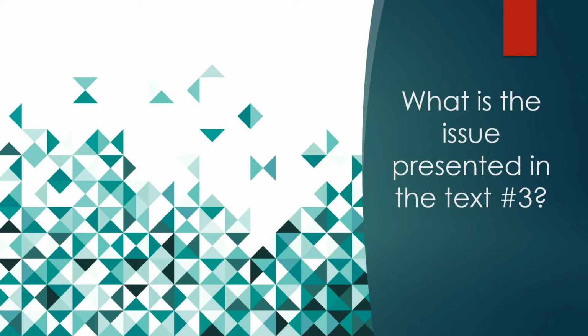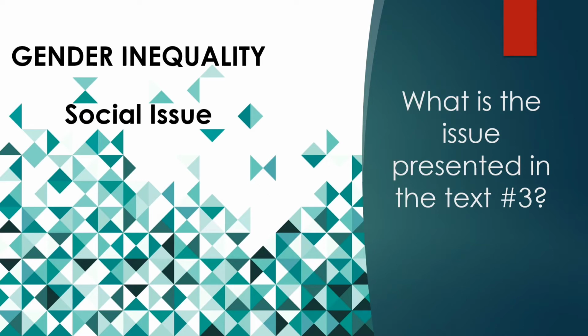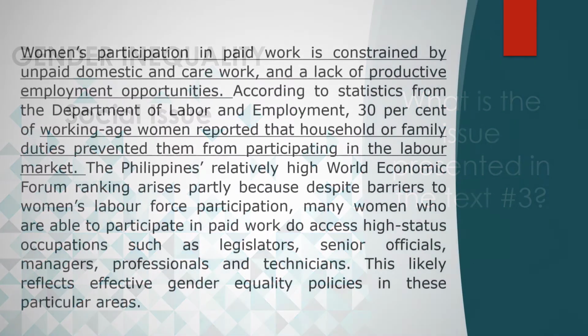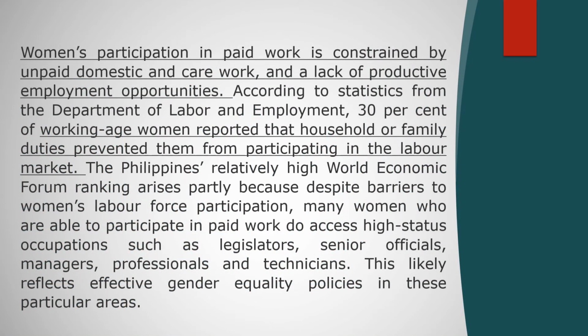Were you able to identify the issue presented in the listening text number 3? Wow! You certainly did well today. It's all about gender inequality. And gender inequality is an example of a social issue. In this listening text, it presented what prevents women in participating in the labor market. You did great, learners. I knew you could do it.